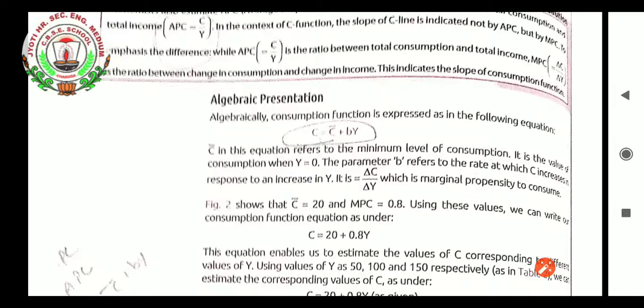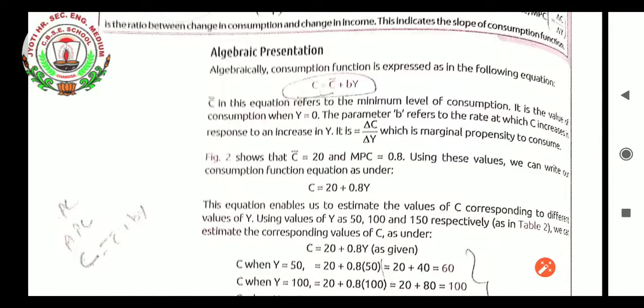I think you will be remembering, we have learned this formula, the consumption function, in the last chapter also. So here you will be getting it very easily. Here we will be solving some of the numericals also, so that your clarity will be there related to the algebraic expression. C bar in the equation refers to the minimum level of consumption.